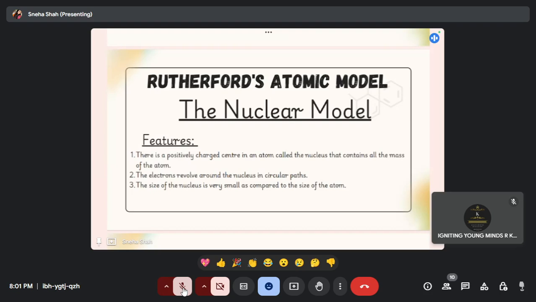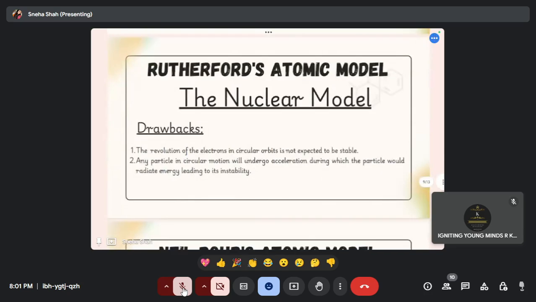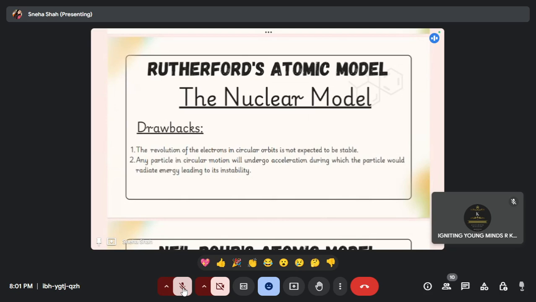So after that, let's just go through the drawbacks. The drawbacks of Rutherford's atomic model were that the revolution of the electrons in circular orbits is not expected to be stable. He did not specify in what path they are moving, in what direction they are moving. He just said that the electrons are revolving around the nucleus. So, according to that statement, any particle in circular motion will undergo acceleration, during which the particle would radiate energy, leading to its instability. The particle will become unstable, it can move out of the atom, it can fall into the nucleus. Anything can happen to a particle which contains energy.